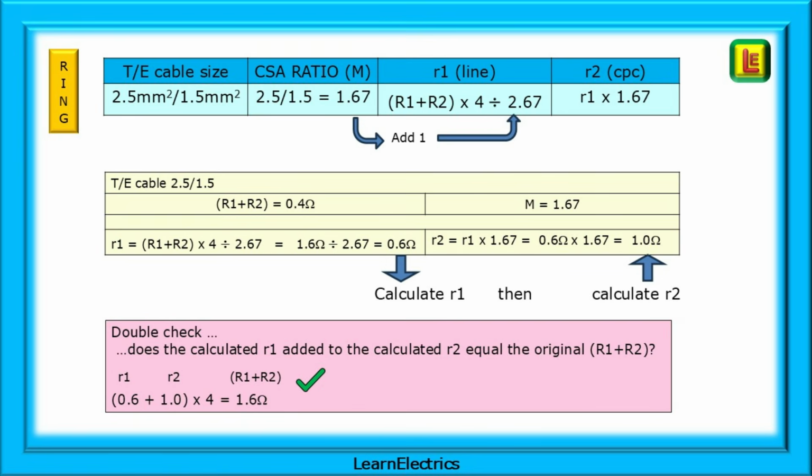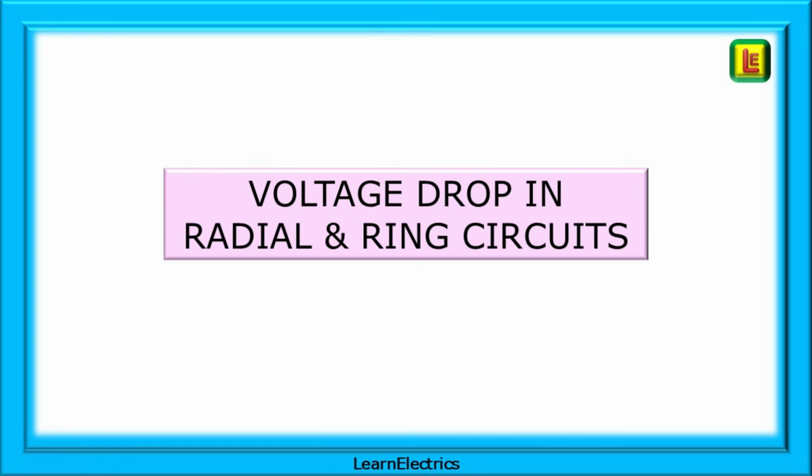We started with parallel resistances for R1 plus R2 of 0.4 ohms and ended up with the individual actual resistances of 0.6 ohms and 1 ohm. All good? Easy if we follow the method. And something that is often asked, what about voltage drop in radial and ring circuits? Yes, you're right, they are indeed different too.